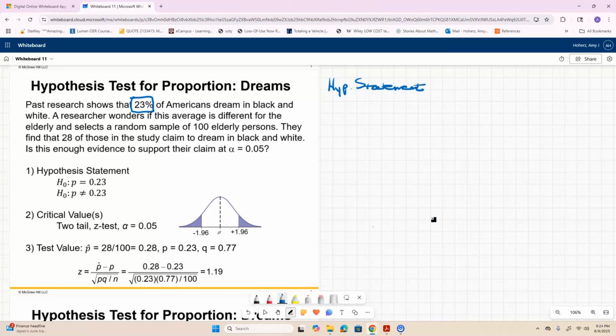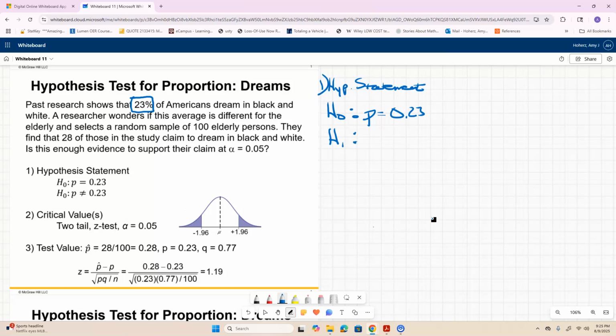Now, because we're talking about proportion, our null hypothesis is not mu equals, it's p equals. So our null hypothesis is that p equals 0.23. We could put 23%, but I think Alex always wants it in decimal form, so we'll practice doing it that way. But it would be perfectly appropriate to say p equals 23%.